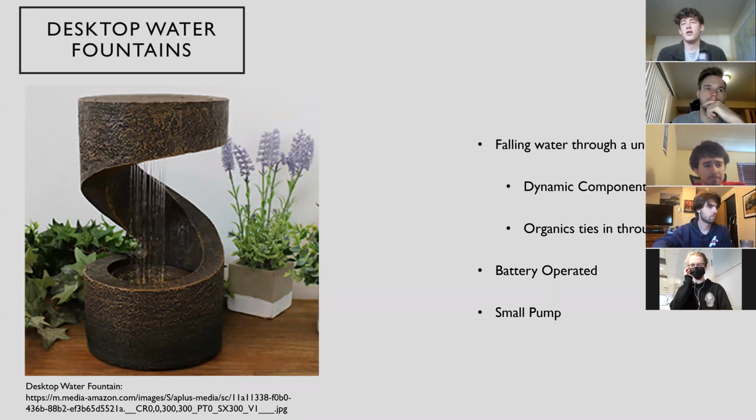You have water falling through some sort of unique top fountain head, I guess I'd call it. And the water falling can act as a dynamic component. And I think it's really easy to tie into organics because of the use of water already present. Oftentimes these are battery operated and use a small pump to move the water around.